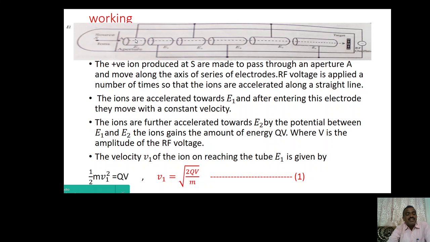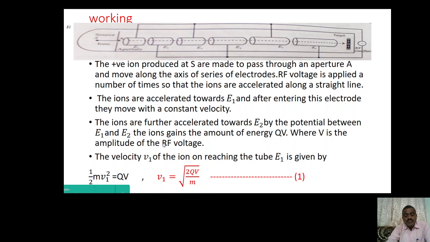The ions are further accelerated towards E2 by applying the potential between E1 and E2. Thereby the ion gains the energy QV, where Q is the charge and V is the accelerating potential of the RF voltage. The velocity of the ion on reaching the tube, V1, is given by half m V1 square is equal to QV. Therefore V1 is equal to square root of 2QV divided by m.